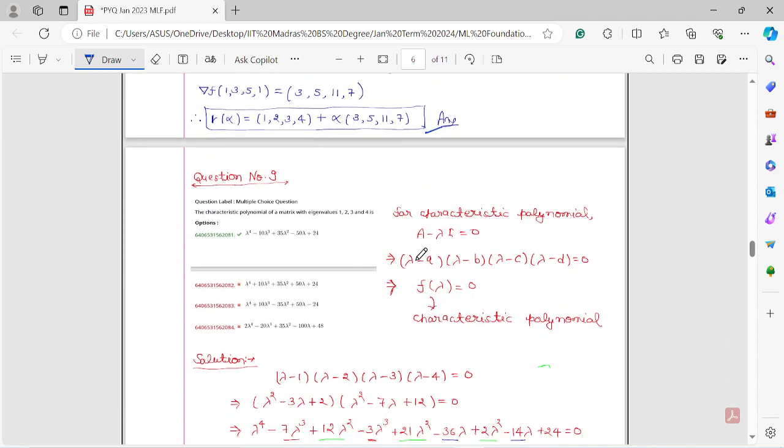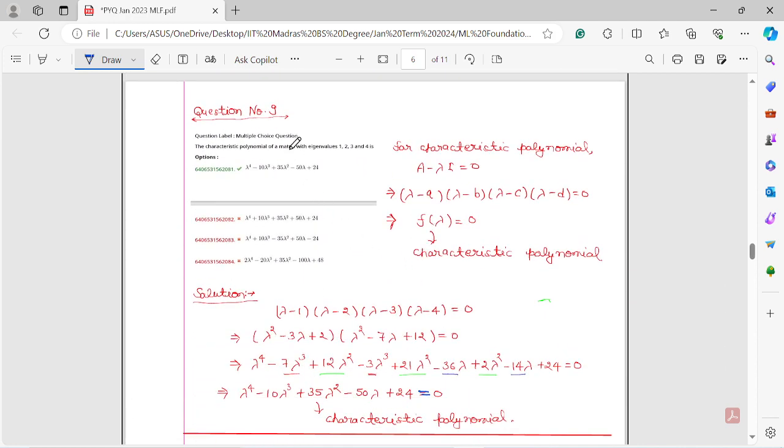Proceeding with the next problem. Question number 9: the characteristic polynomial of a matrix with eigenvalues 1, 2, 3, 3 and 4 is.